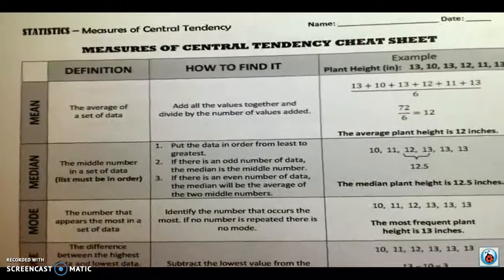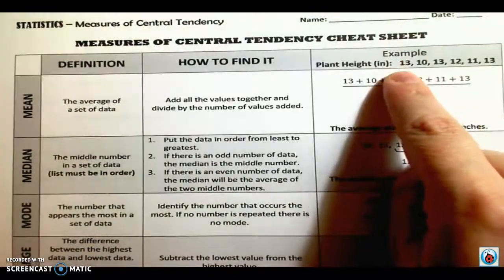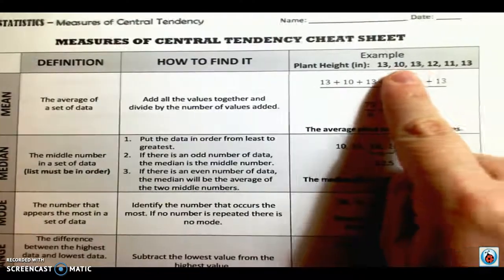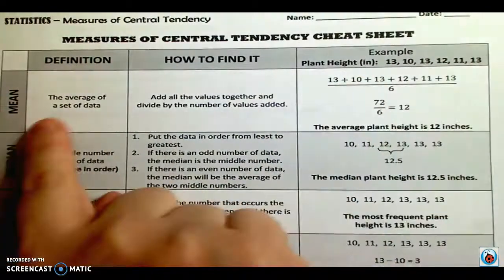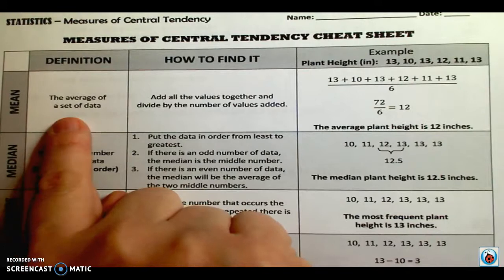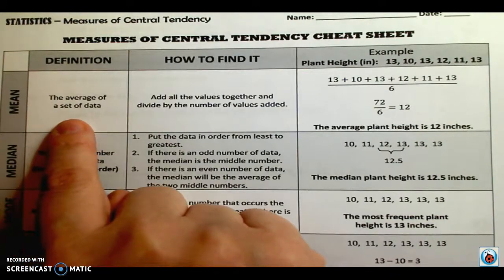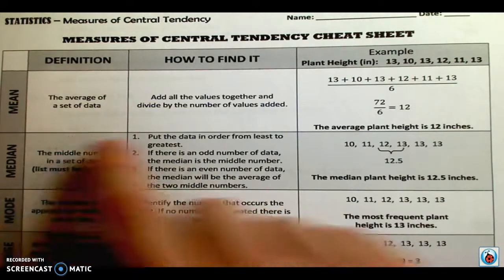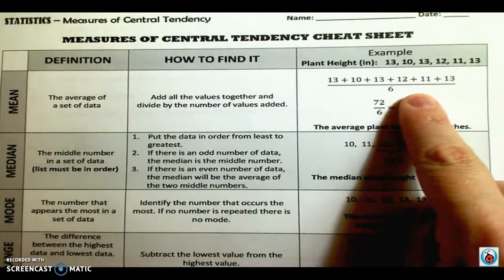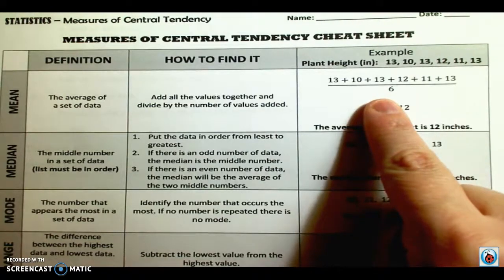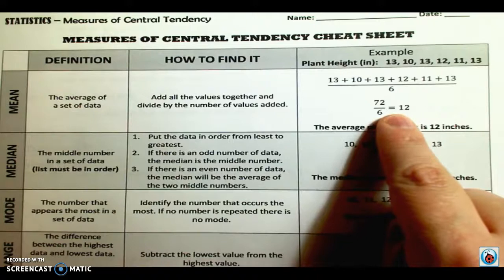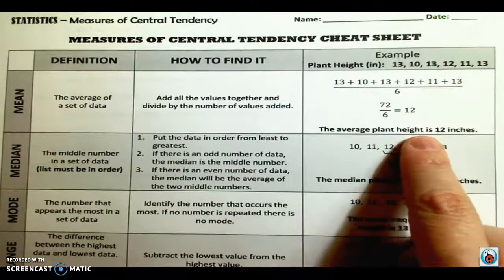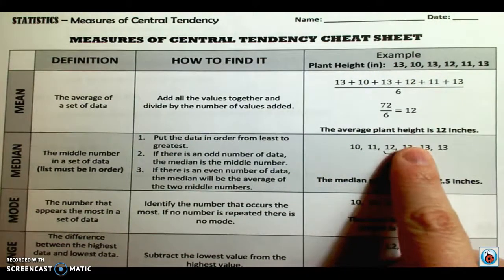Again, all of the definitions are also on your cheat sheet along with an example. So here's the example set of data, and here's your definition of the term. Mean is just a mathematical way of saying average. So if you see it's asking for the average, you're still going to follow these directions. We're going to add all the values together and divide by how many values we have. That's how we'll get our average. So in this example, the average plant height is 12 inches.